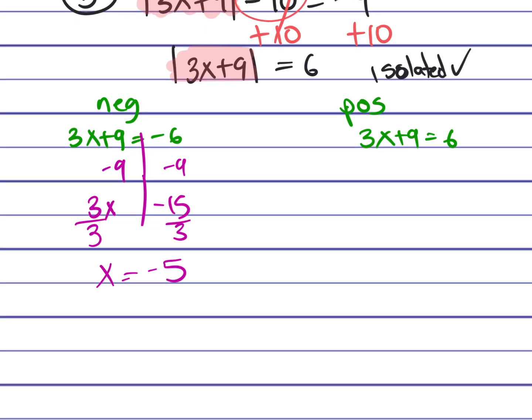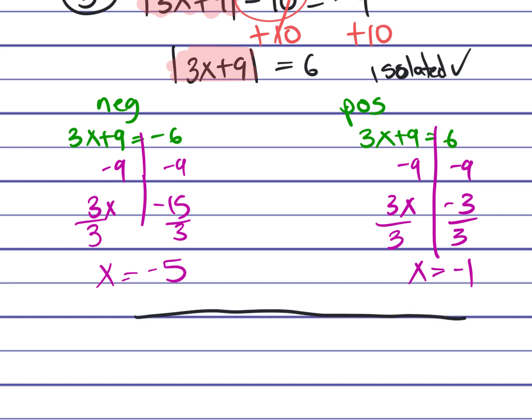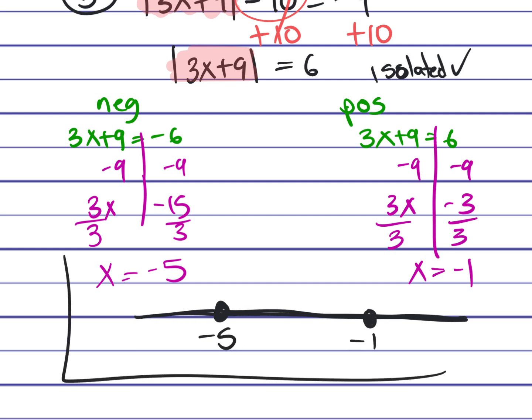For the positive side, almost the same steps. We subtract the 9 from both sides. That means 3x equals negative 3. And then we divide by 3. That means x equals negative 1. Notice I did not get the same number twice. So you will get different numbers sometimes. You just have to make sure you solve the problem correctly. On the left, I have negative 5. On the right, I have negative 1. There are my answers.